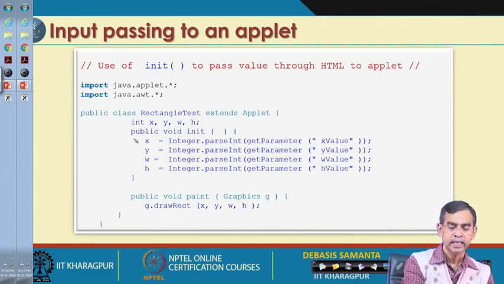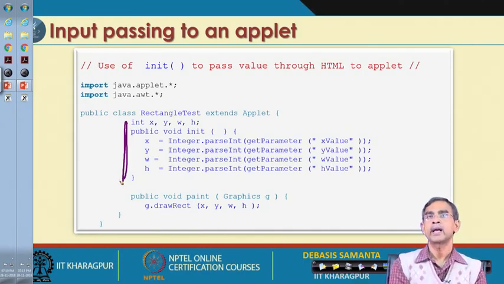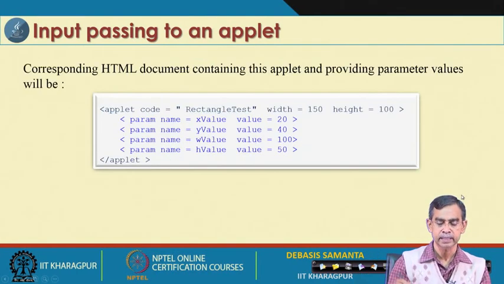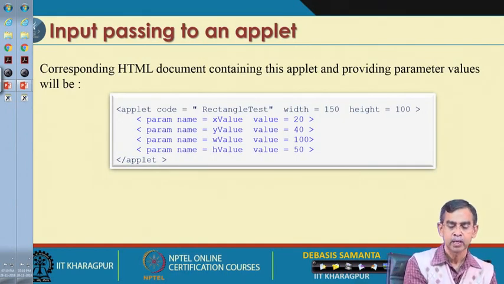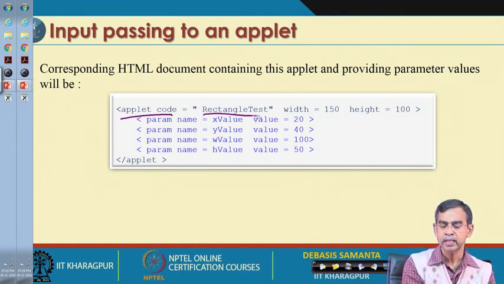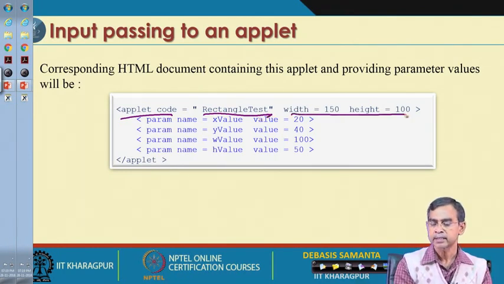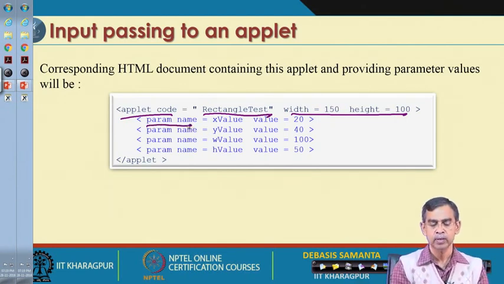Now, here you can see we use the init method to read the values for drawing a rectangle from the user, or rather I can say from an HTML file. Now, obviously, the HTML file should be written accordingly. Let us see what the HTML file looks like in this case. This is a simple look of the HTML file. This is the applet code, this is as usual RectangularTest, the name of the Java .class file, and this is the size of the applet.